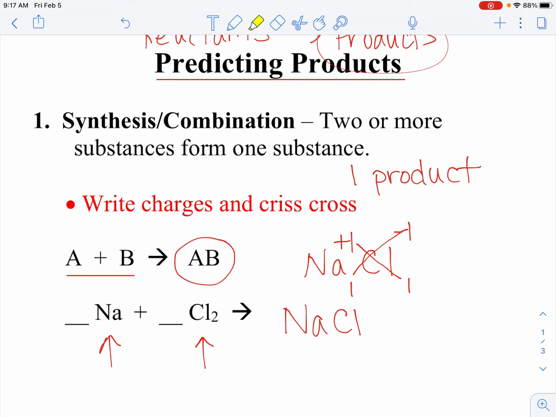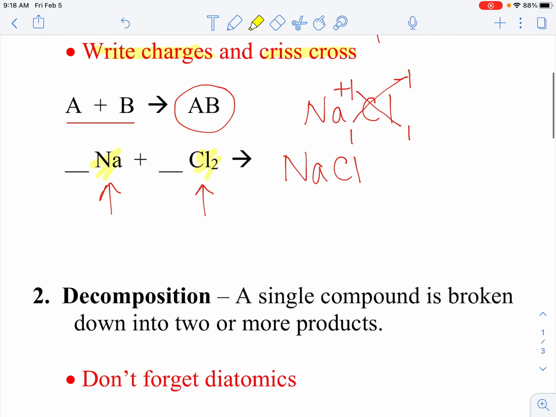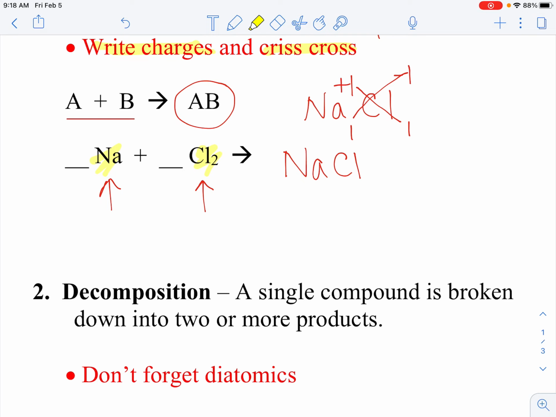So once again, you write the charges of both ions from the left side of the reaction, and then you crisscross those charges. So this is our final answer. However, you would focus on balancing it next.